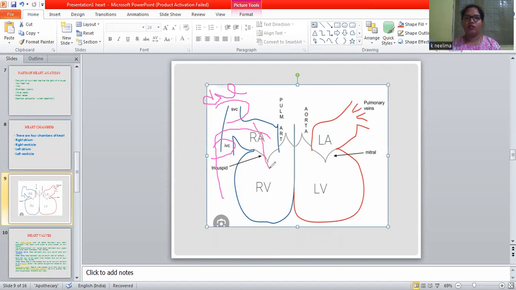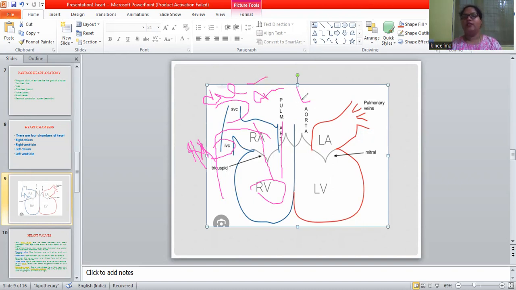It receives the blood through which valve? The tricuspid valve. The tricuspid valve closes and opens, and blood passes through it. The blood enters the right atrium, and then it moves through the pulmonary artery to the lungs. Which kind of blood? Deoxygenated, impure blood.